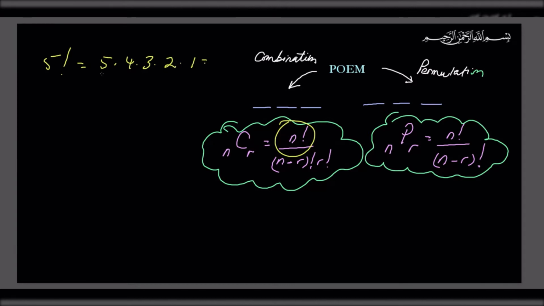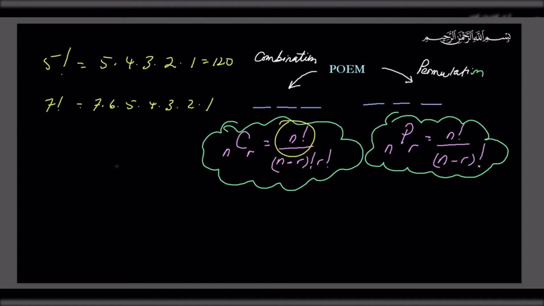So 5 factorial would be 5 times 4 is 20, 20 times 3 is 60, 60 times 2 is 120, like this. Correct? And then 7 factorial would therefore be 7 times 6 times 5 times 4 times 3 times 2 times 1, and whatever that product ends up being. As you can see, these numbers get very big very quickly.